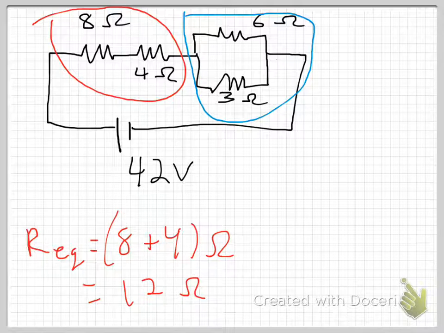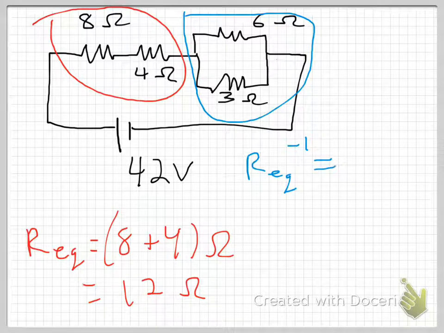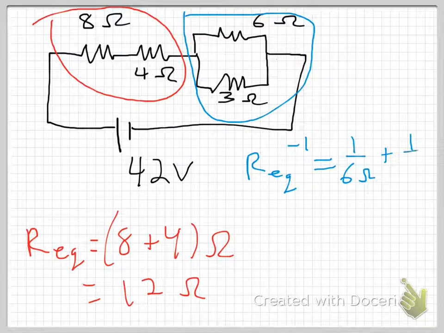Let me do my blue section. So this is a parallel configuration, and I know how resistances in parallel add together. What I get is that the inverse of the equivalent resistance is equal to the sum of the inverses of the resistors that make up the loop. In this case, it's going to be 1 over 6 ohms plus 1 over 3 ohms. That's a terrible looking omega.